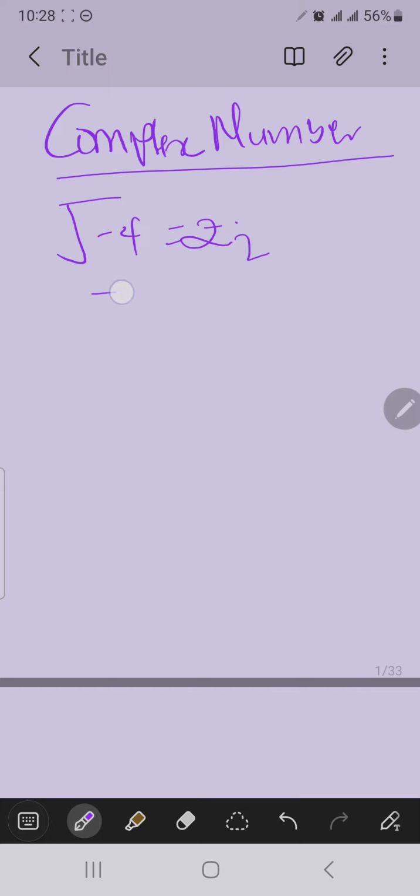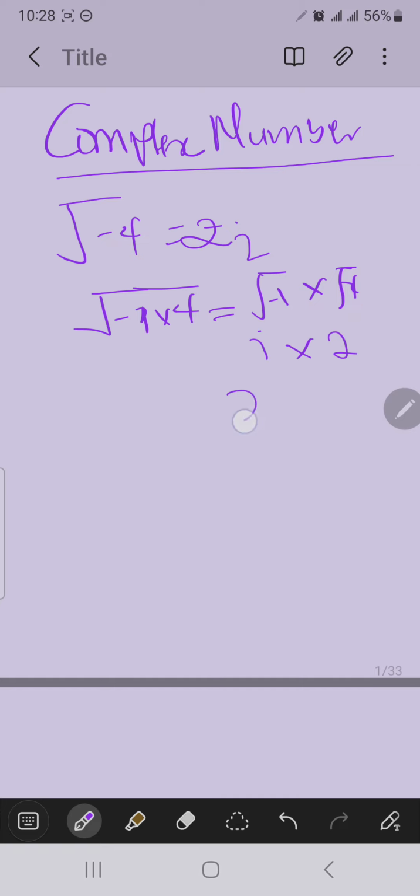The square root of -4 is the square root of -1 multiplied by 4. So this will be the square root of -1 multiplied by the square root of 4. The square root of -1 is i, multiplied by 2. So 2i. That's how it is.